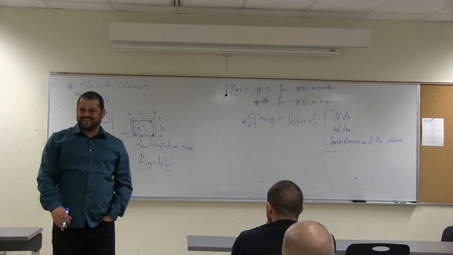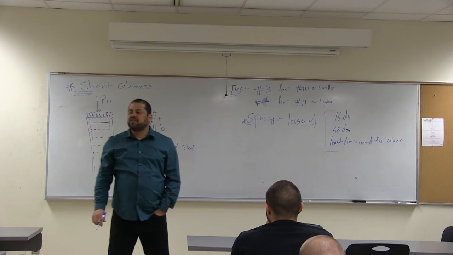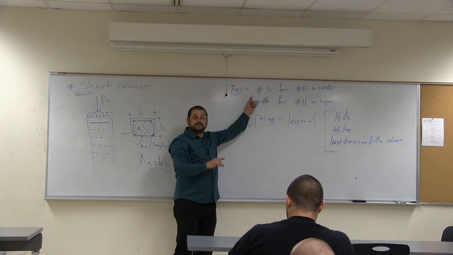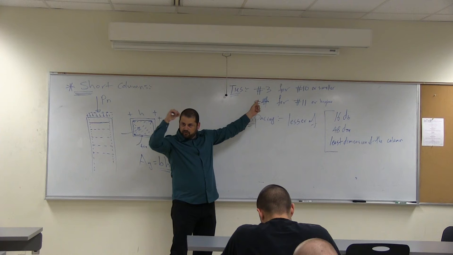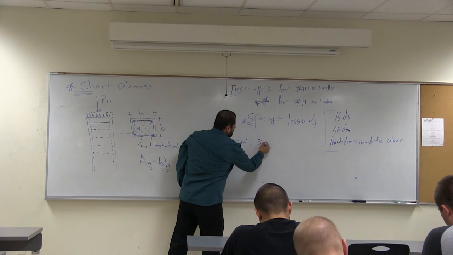Okay, that's the ties. How about the spiral? The spiral design is straightforward, as I told you. It should be 3/8 diameter, and it's smooth. By the way, these ties must be deformed bars, remember when I said not smooth. But the spiral is usually smooth. Diameter of three-eighths of an inch, smooth.